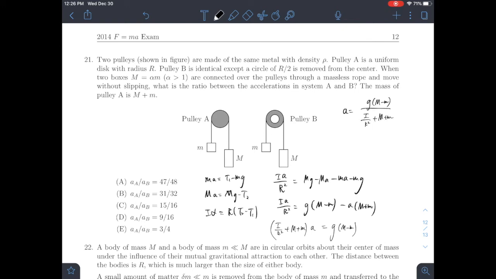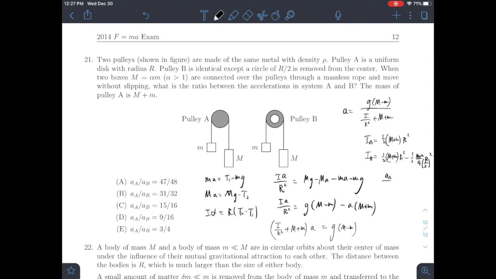So now we know I_A is the moment of inertia of the first pulley. It's equal to 1/2 times (M plus m) times R squared, the moment of inertia for a disk. I_B is equal to the moment of inertia of A minus the center disk's moment of inertia, which is 1/2 (M plus m) times R squared minus 1/2 of (M plus m) over 4 times (R over 2) squared.